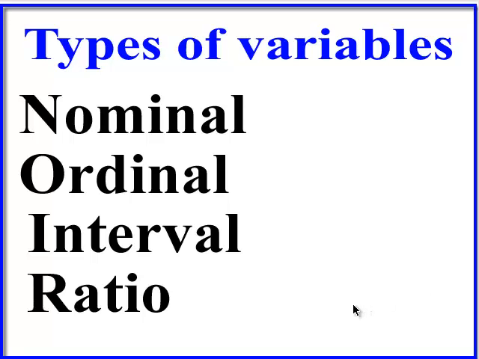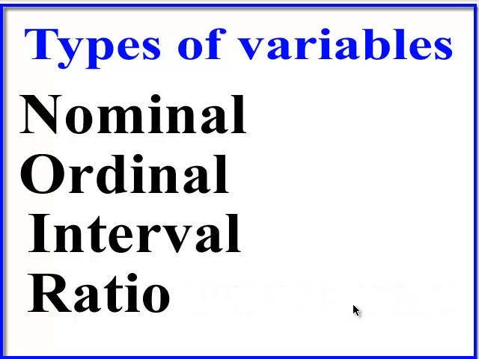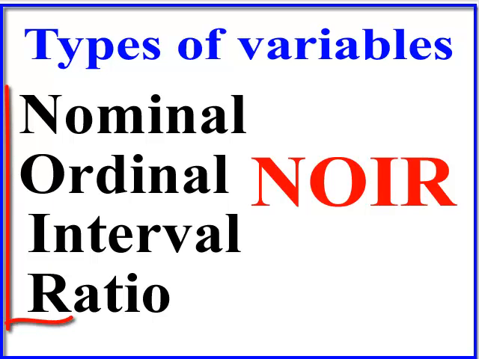The last one is ratio. Ratio is just a regular number where 7 is bigger than 3, and 0 has meaning, right? There's a 0 where, example, if you're counting giraffes, 0 giraffes means there's no giraffes. The difference between a ratio and temperature, when there's 0 degrees, there is still temperature. It's just marked 0.